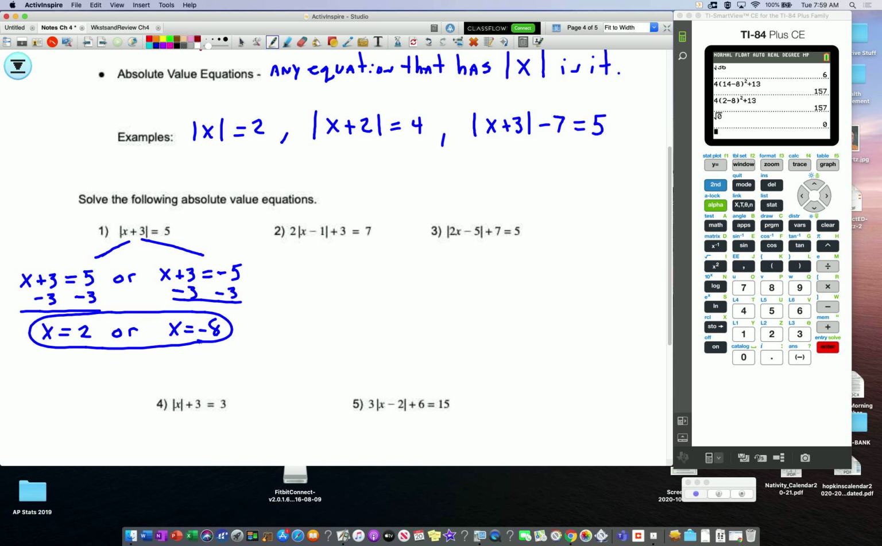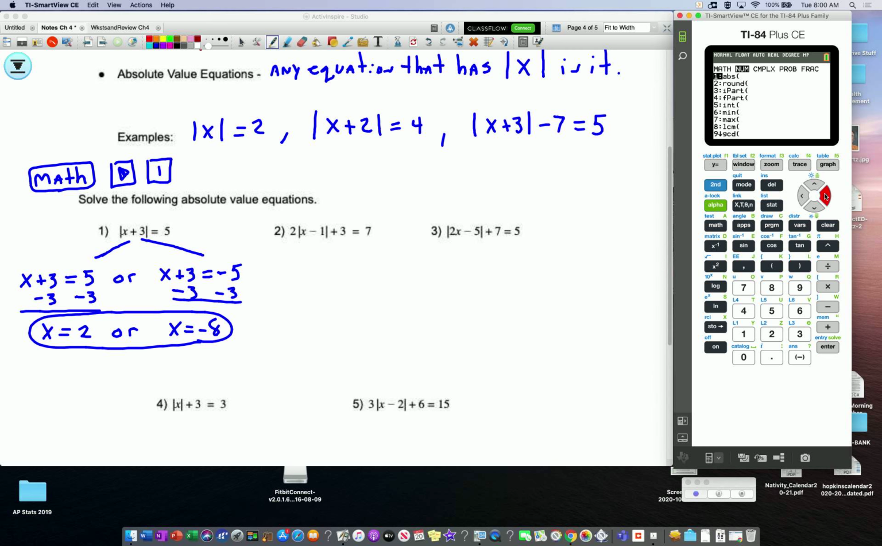Now I can check this on my calculator. To get the absolute value symbols, hit the math key, use the right arrow, and select number 1, ABS. Then I can type in, for instance, 2 plus 3 and take the absolute value of that. Does that give me 5? It does. If I check the other one, the absolute value of the other answer, negative 8 plus 3.